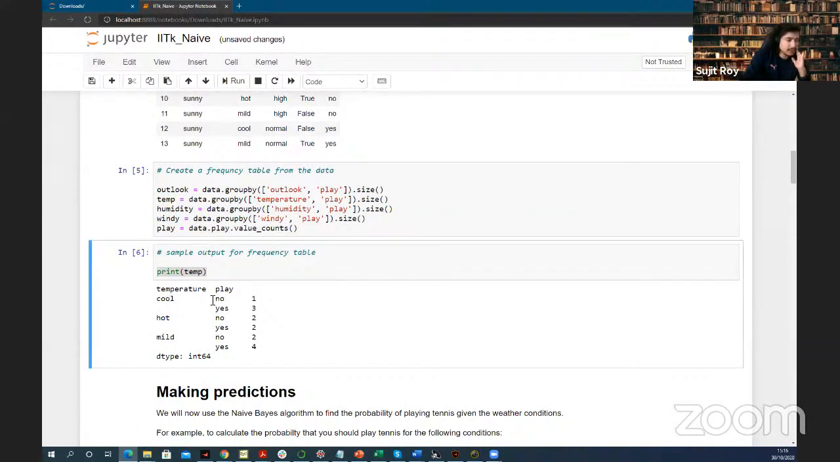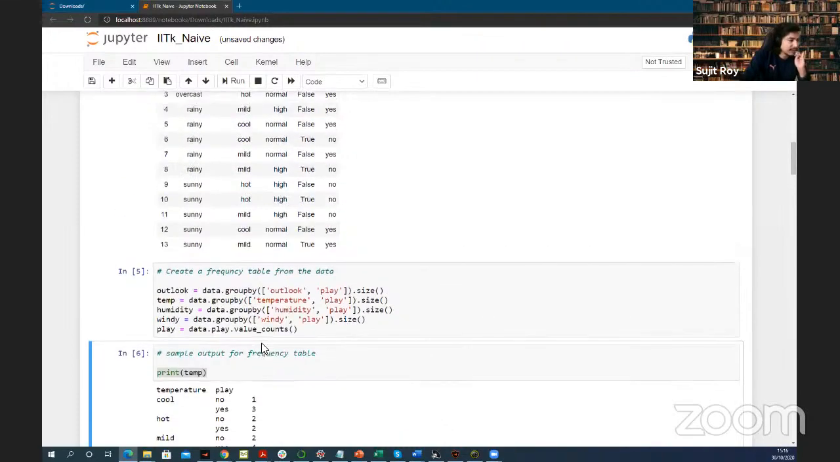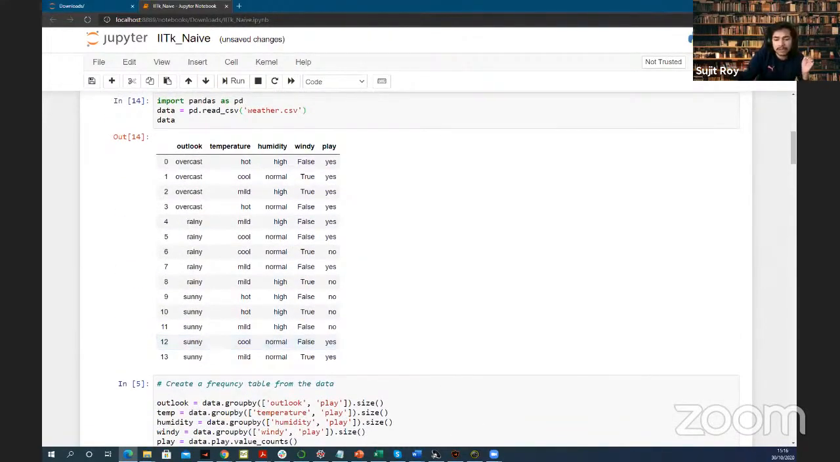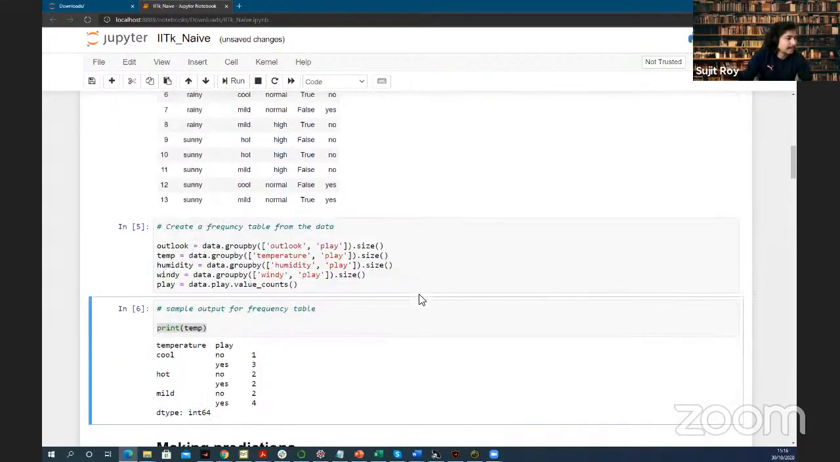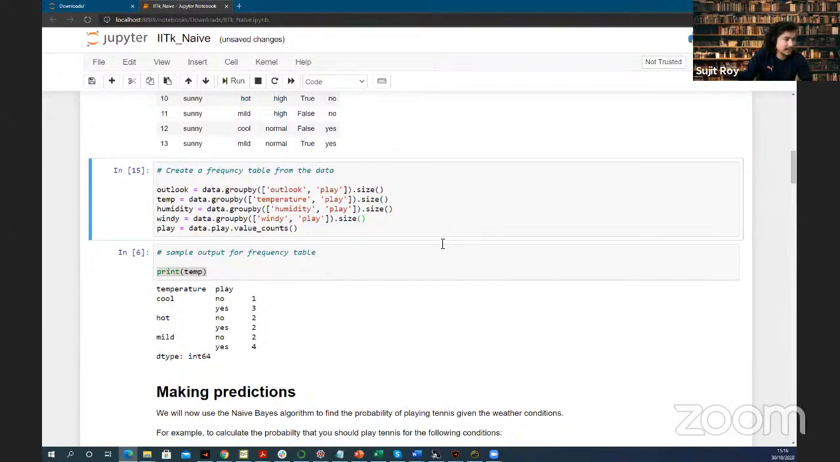So we are seeing cool: no, one value; yes, three values. Hot: no, two values; yes, two values. Mild: no, two values; yes, four values. So we have all these values representing it. I would ask you to run this line as well, and then you get temp. So for temp, you are looking at this one. You can change it to windy, humidity, or outlook, and you will have different outputs.